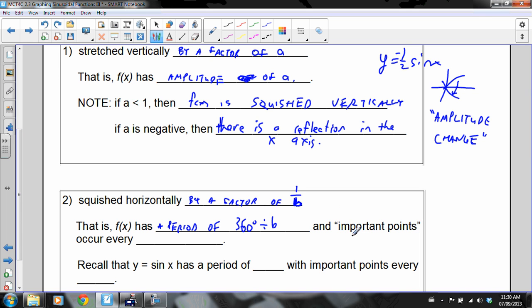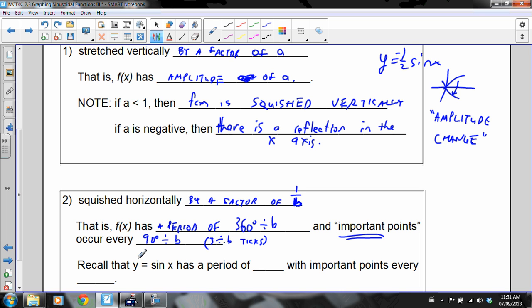What's going to be important here, because the important points are how we actually construct the graph. We thought of the normal graph as an important point every 3 ticks. Well, they happen more frequently. They occur every 90 degrees divided by b. Or, we think of 90 degrees as 3 ticks, right? 3 ticks, 3 divided by b ticks, which is kind of a weird way to think of it. This is actually how we draw it, right?